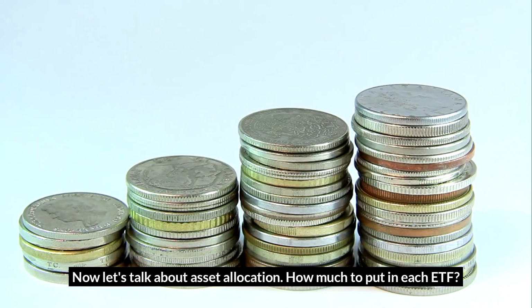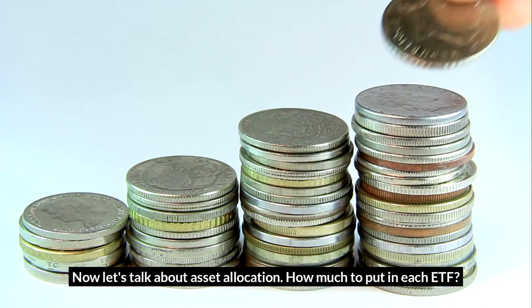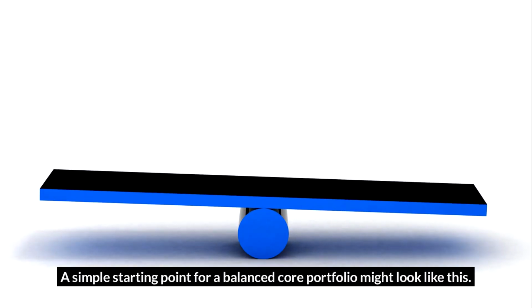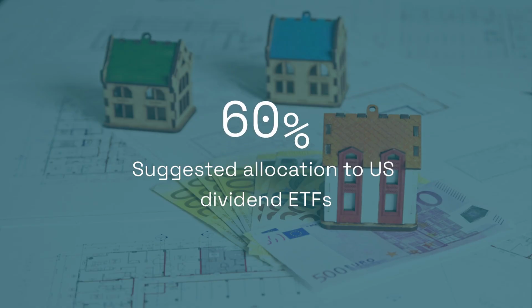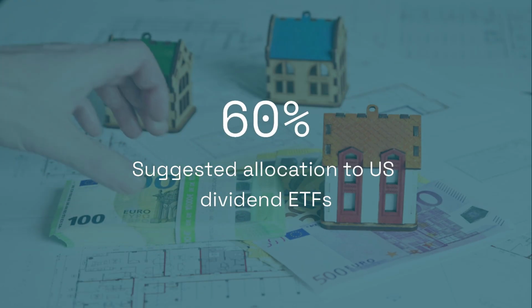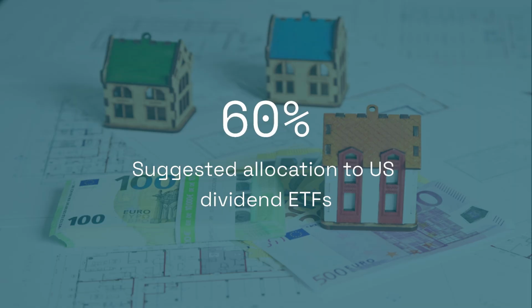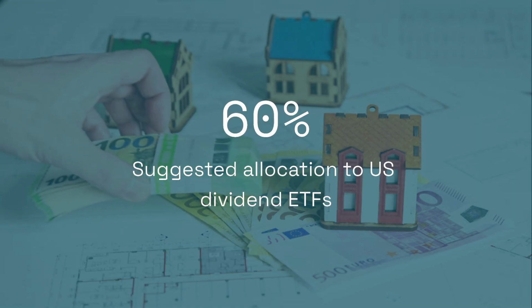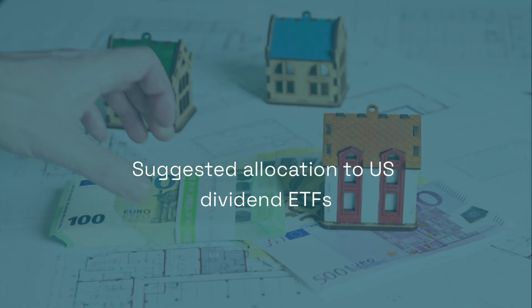Now, let's talk about asset allocation. How much to put in each ETF? A simple starting point for a balanced core portfolio might look like this: 60% in a U.S. dividend ETF, 30% in an international dividend ETF, and 10% in a sector-specific or specialty dividend ETF, like one focused on real estate or utilities, if you want extra income and diversification.